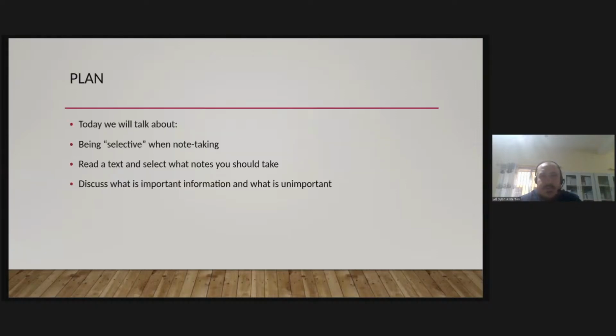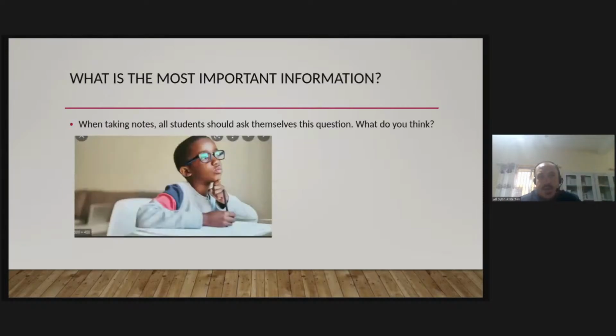So the plan today, we will talk about being selective when note-taking. We will read a text and select what notes you should take, and then discuss what is important information and what is unimportant when taking notes. So the first question we're going to consider is, what is the most important information?